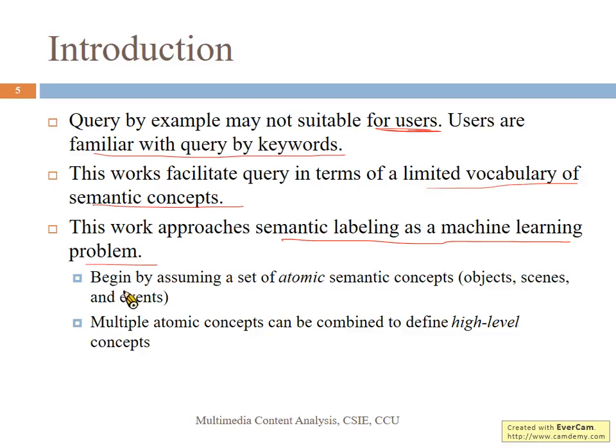And then they try to begin by assuming a set of atomic semantic concepts that are very basic and simple, like object, scene, and event. And then multiple atomic concepts may be combined to define high-level concepts. So the idea here is quite important. This would be one of the earliest works to propose such an idea.